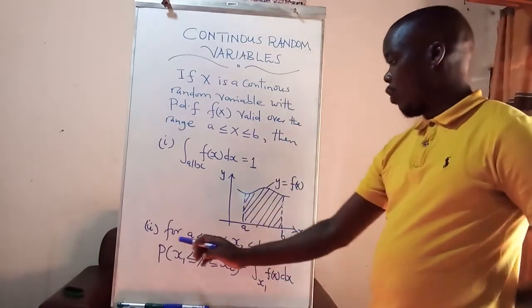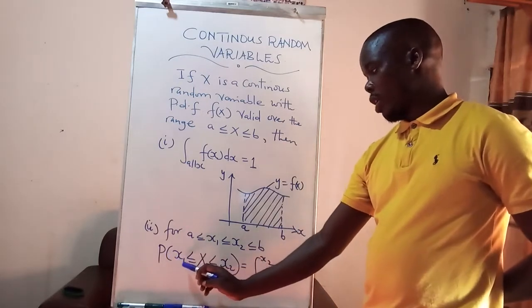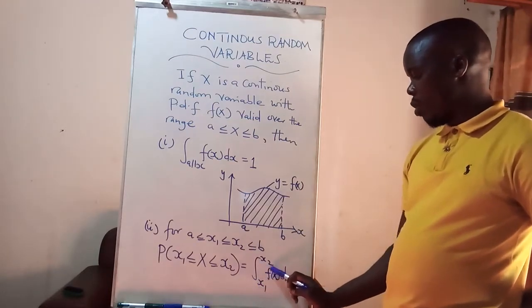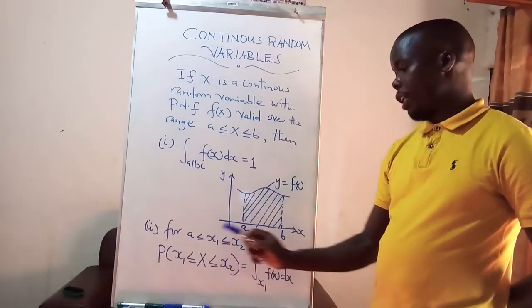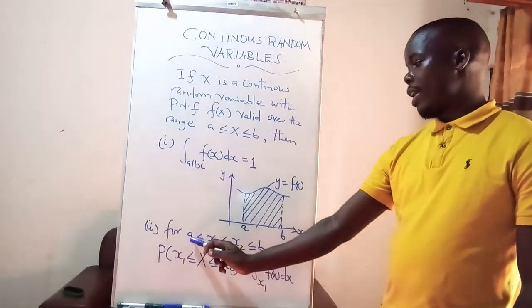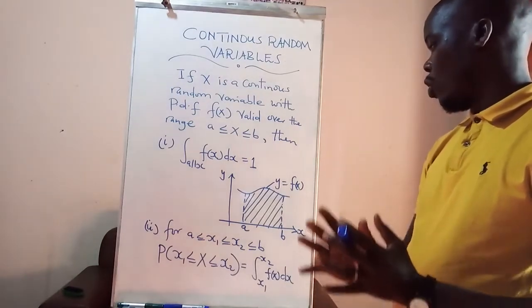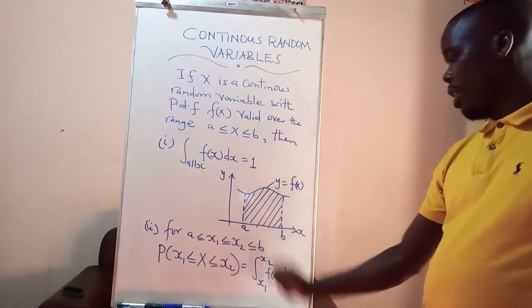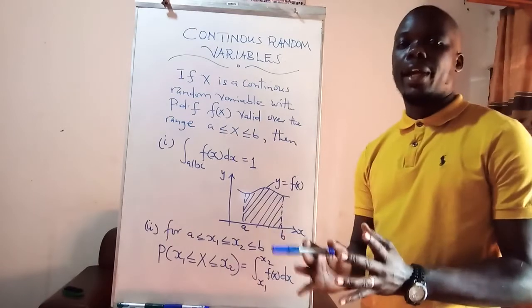The next property is that for a less or equal to x1, less or equal to x2, less or equal to b, the probability of x1 less or equal to x less or equal to x2 is the integral from x1 to x2 of f of x with respect to x. You need to understand this very well. We're looking at any two values, for example x1 and x2, which are within this interval, that is why we are saying a less or equal to x1 and x2 less or equal to b. So they are within that range. It means the probability from x1 to x2 will be as good as integrating that function f of x from x1 to x2, with respect to x.